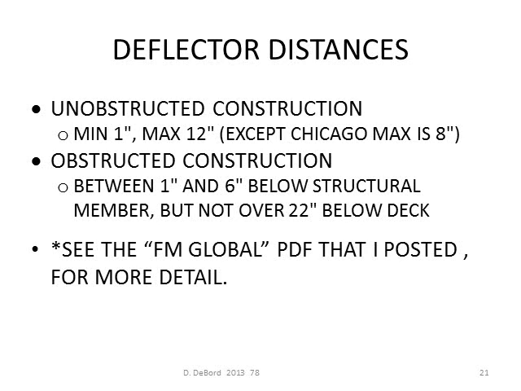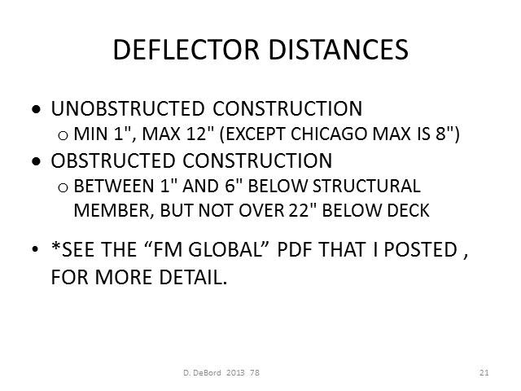The deflector on the sprinkler is often used as indicating where the minimum and maximum dimensions are from the construction. So for unobstructed construction, you're a minimum of 1 inch or a maximum of 12 inches. Chicago, just to be a little different, maximum distance between the deflector and the unobstructed construction is 8 inches.